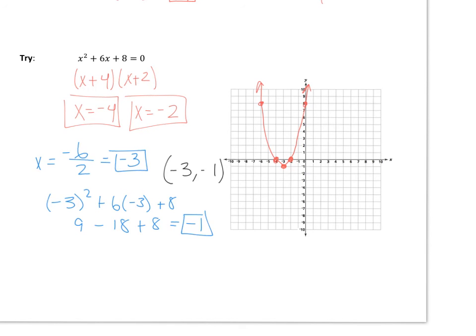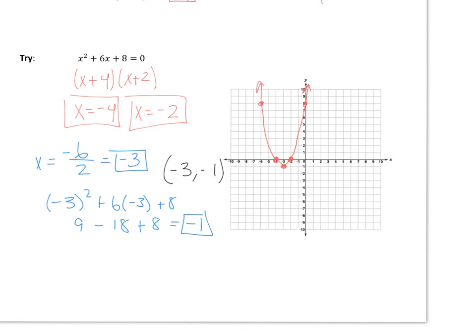A couple other points I placed is the y-intercept. Since my c is my y-intercept at 8, I can plot a point there at 8. Since parabolas are symmetrical, I have a matching point on this side of the parabola from the y-intercept, which gives me 5 points, which basically just gives me a more accurate parabola.